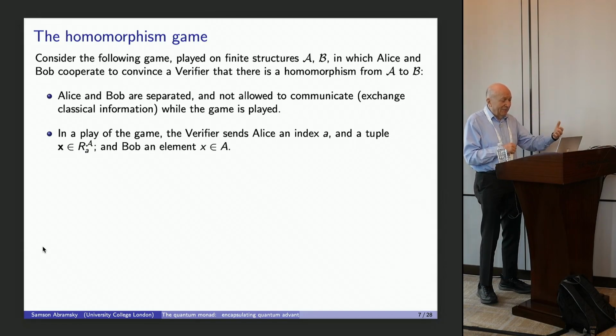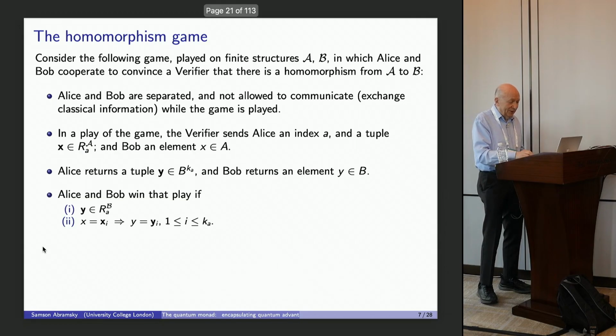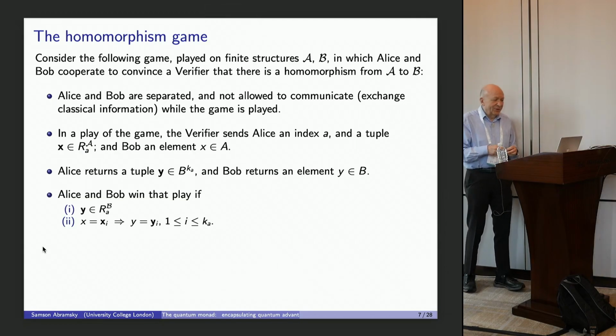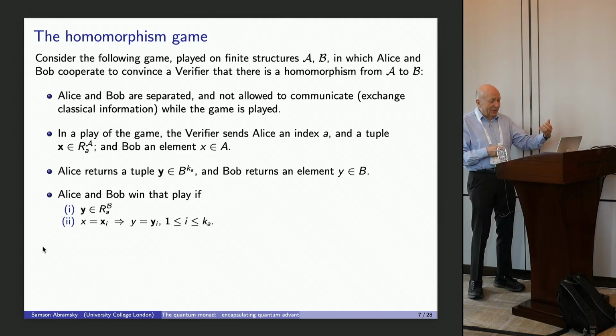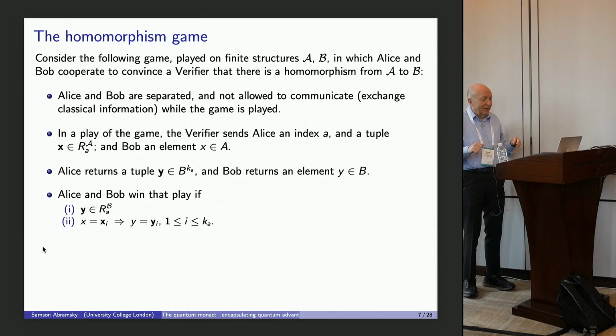It says, I'm giving you a tuple from this relation, and it gives Bob an element of the set. Alice returns an output tuple corresponding to her input tuple, and Bob returns an output element corresponding to his input element. And the winning condition is that Alice and Bob win that play. Firstly, the output tuple that Alice sends has to be indeed in the output relation. And secondly, there has to be a consistency between Alice and Bob.